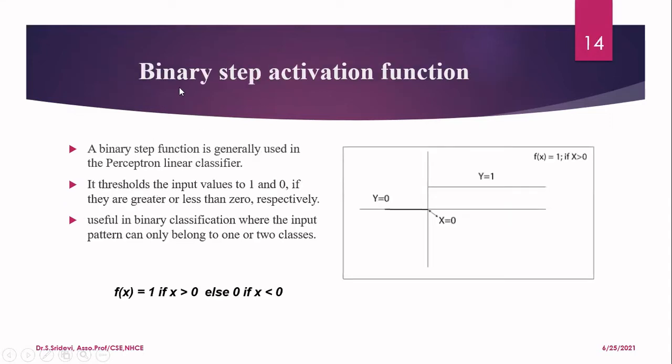The next function is called the binary step activation function. Binary means two outputs will be there, 0 and 1. If you consider the diagram, you can understand why it is called binary step. It is like a step, a step-like arrangement, and I have only two values of the output, y equal to 0 and y equal to 1. So it is called the binary step activation function.